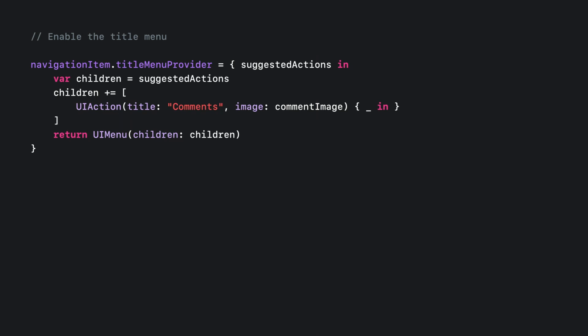To enable the title menu, set the title menu provider, a closure that returns the final menu to be displayed. The closure is passed an array of suggested elements. You can use these as is, filter them, or add your own. In our example, we're adding a single additional action to the menu. Finally, you return the composed UIMenu.